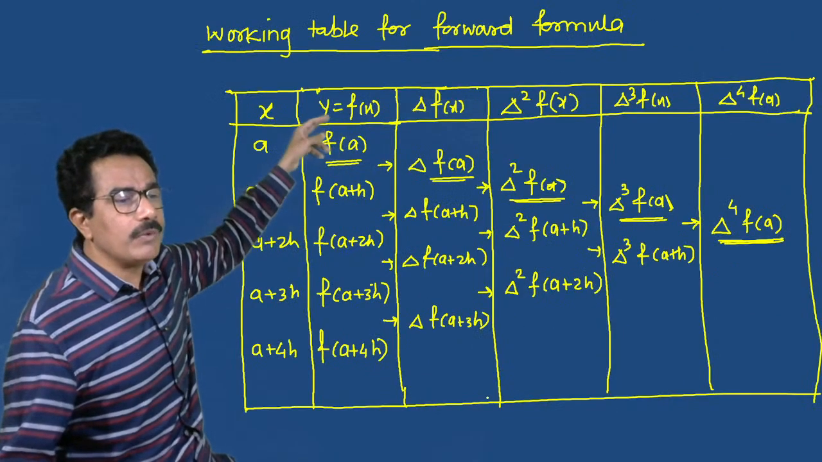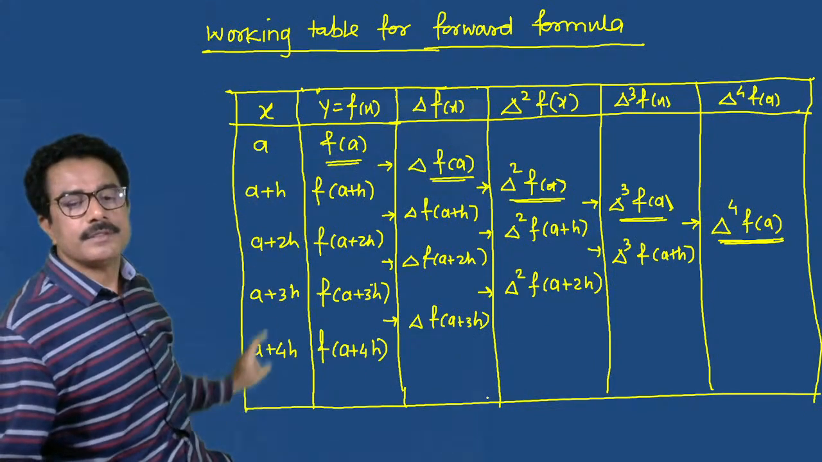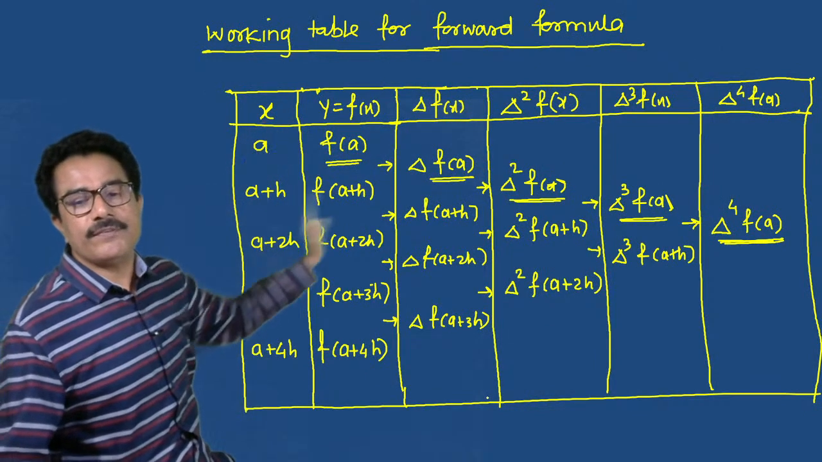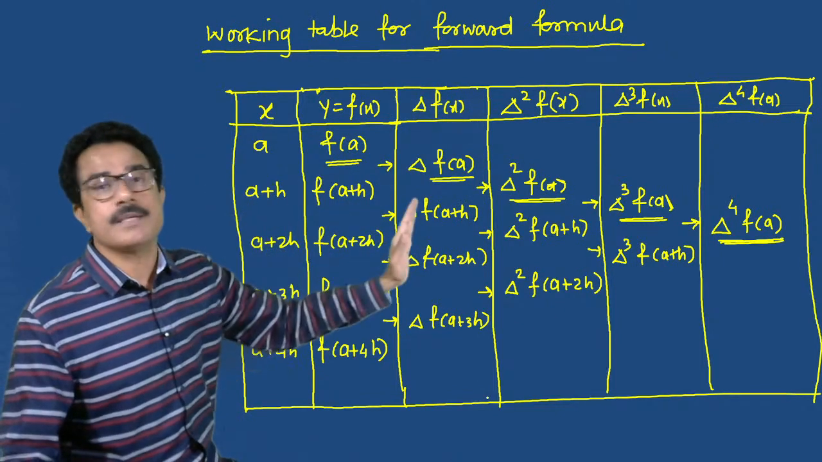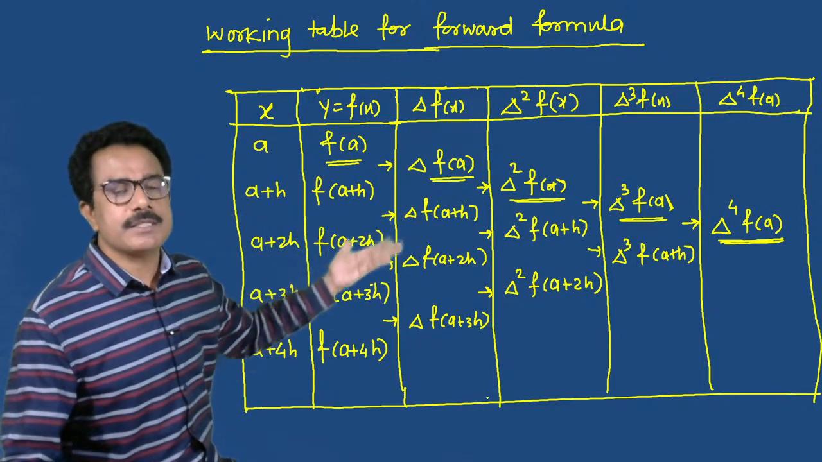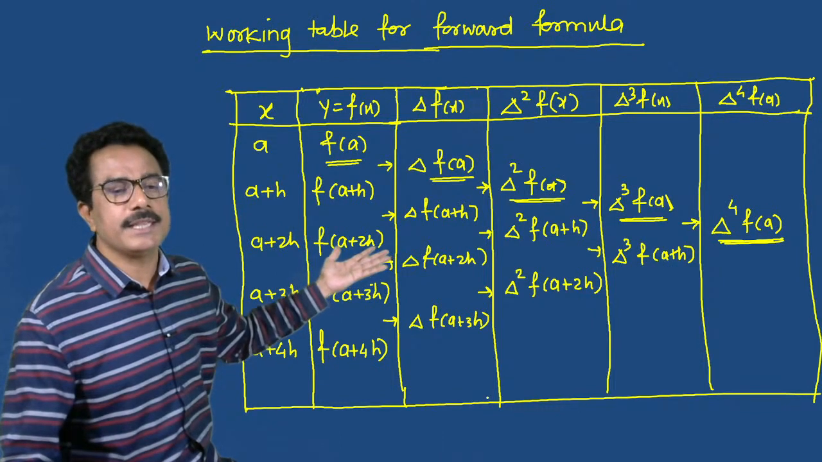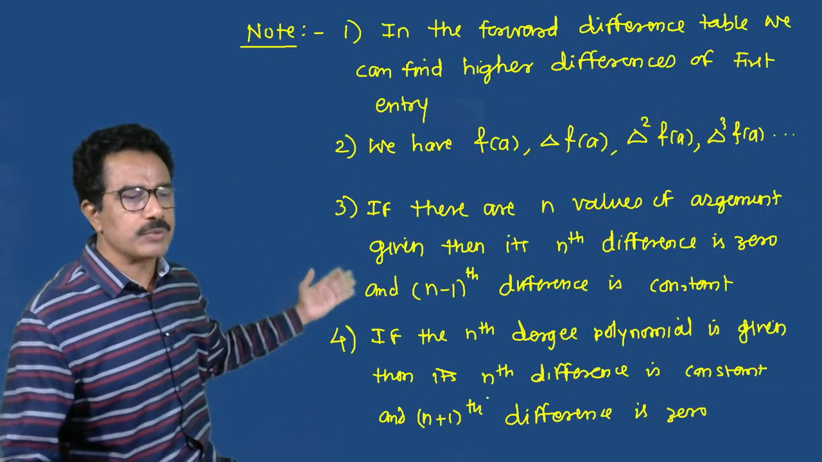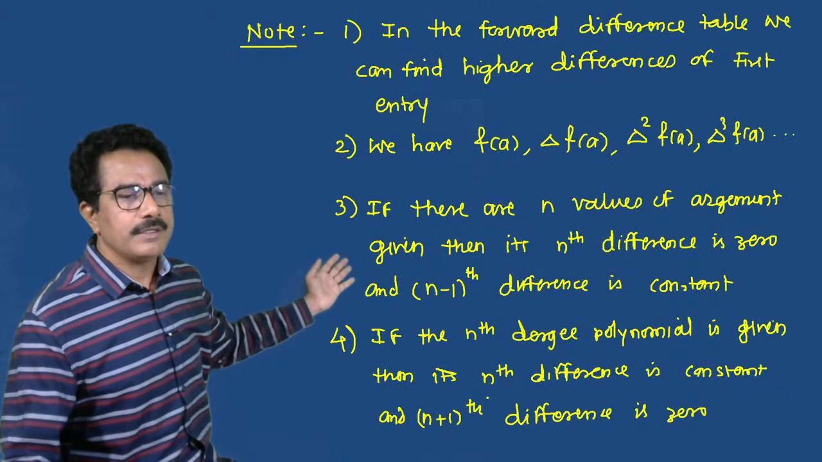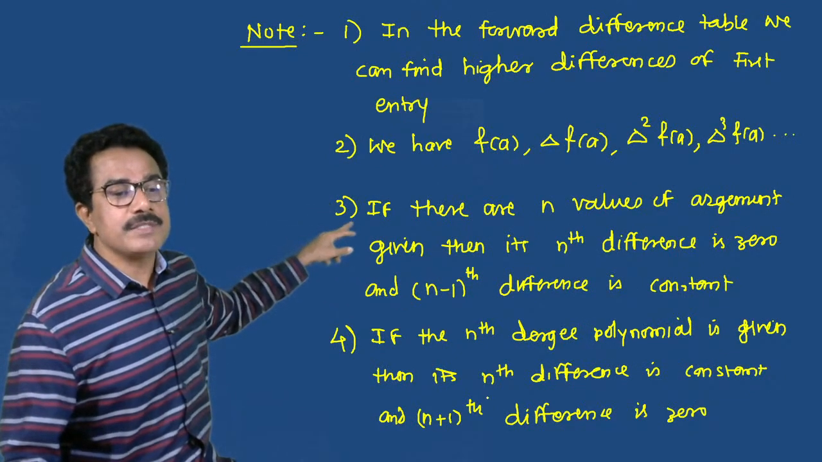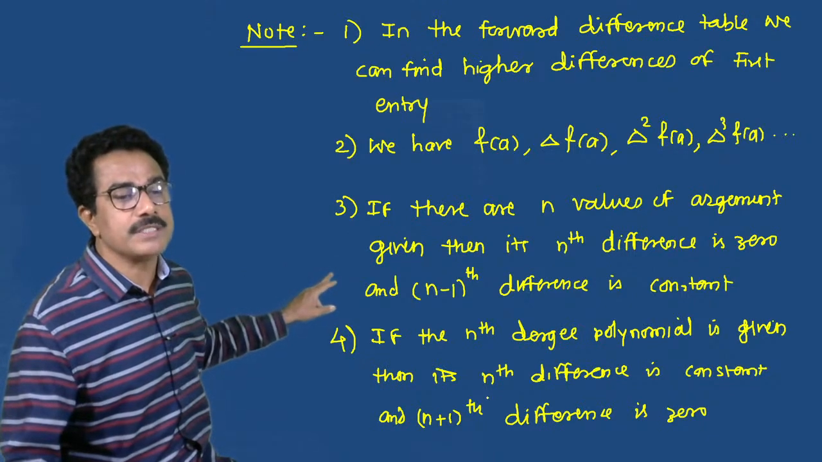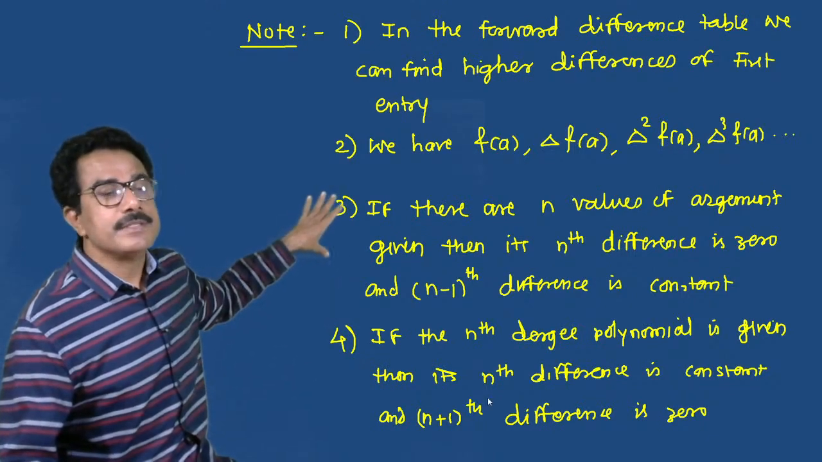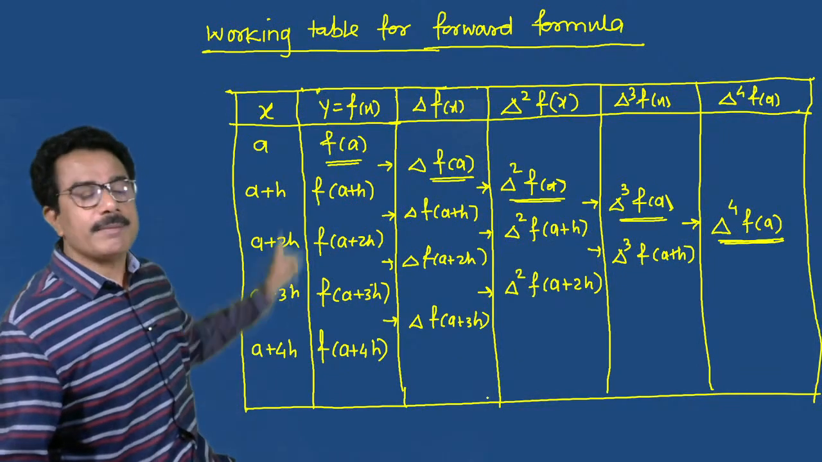If in the table we are given 5 arguments, then fourth difference is constant. चौथ्या टेबलला स्टॉप होतो, चौथ्याच्या पुढे जात नाही. आणि 5वा 6वा सर्व बाकीचे डिफरन्स जे आहेत ना 0 येतात. परंतु nth डिफरन्स इज 0 आहे आणि n-1th डिफरन्स इज कॉन्स्टंट. हे कधी? जर आर्ग्युमेंटच्या बाबतीमध्ये.